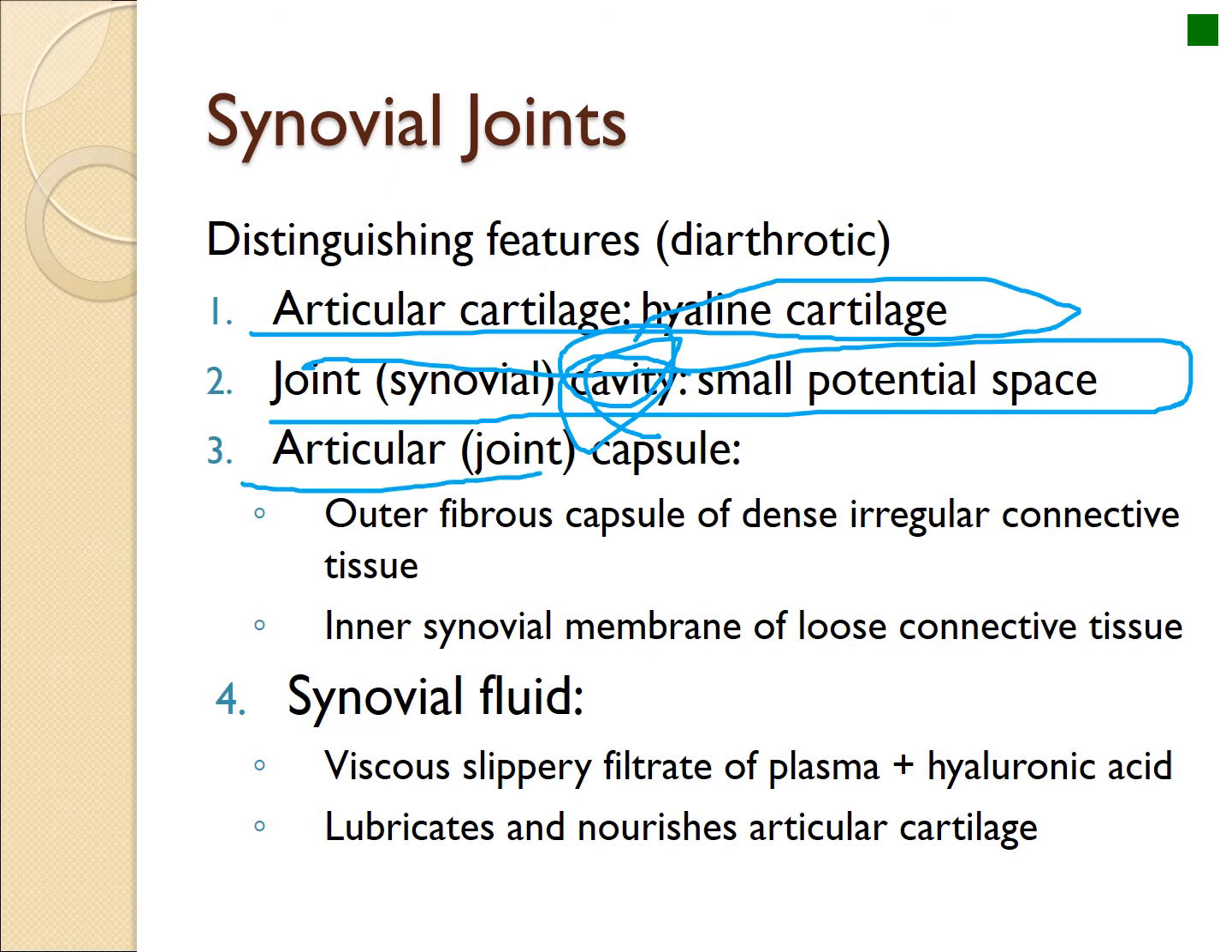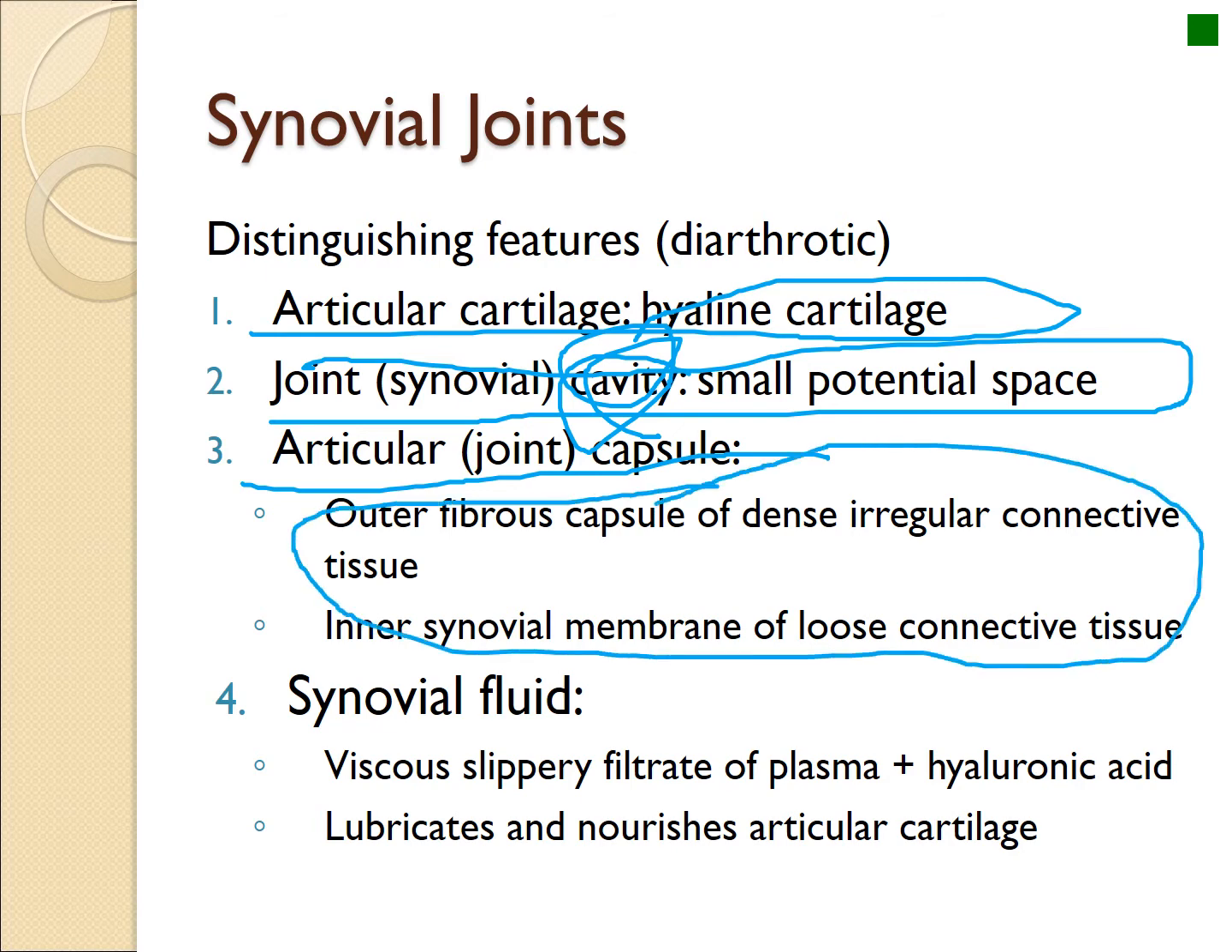Okay, there's the articular joint capsule. That means this is an irregular, dense fibrous material that surrounds the whole joint itself. It's a protector of the joint. So it keeps it all cupped in, keeps the bones together, it keeps the cavity intact. And then there's a synovial fluid, and you'll see all of this.